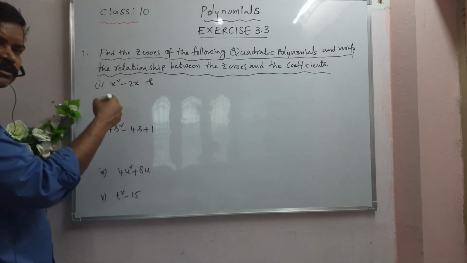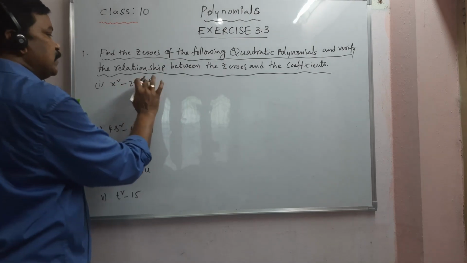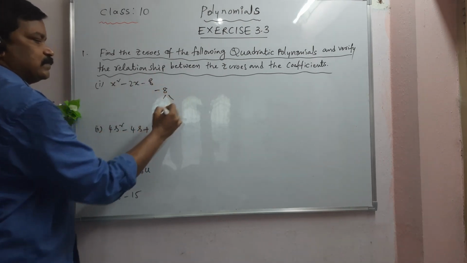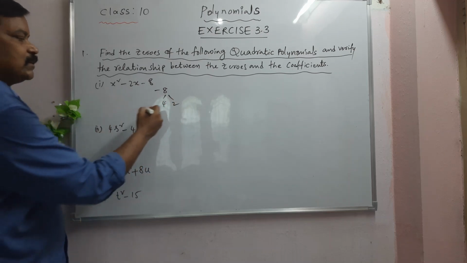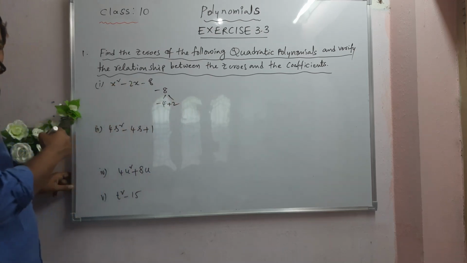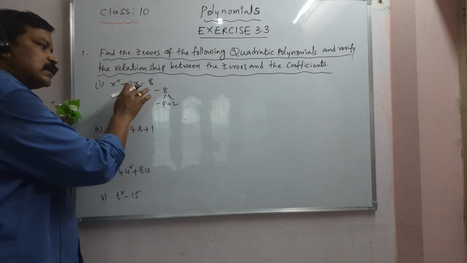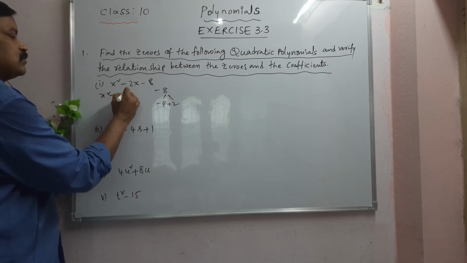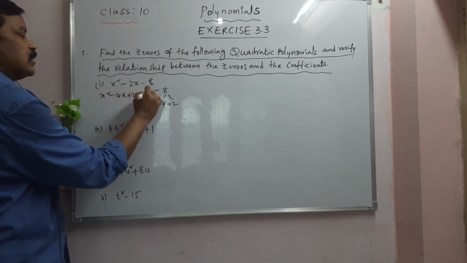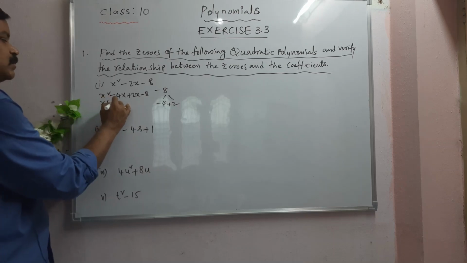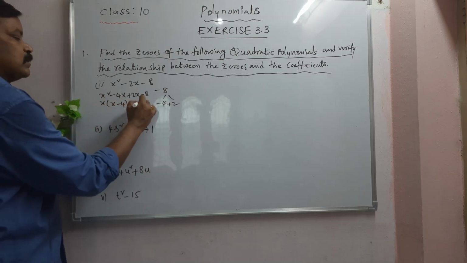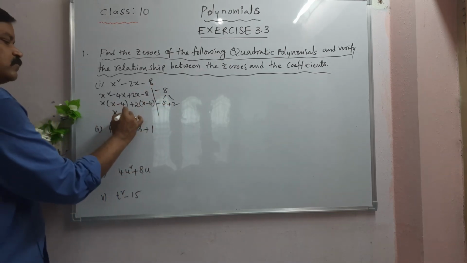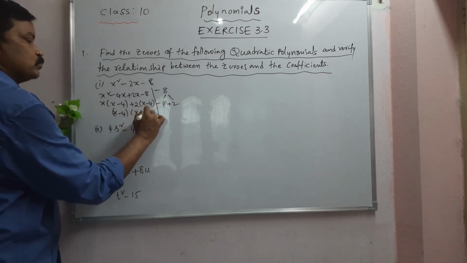First, we will find out the zeros of x square minus 2x minus 8 by splitting the middle term. Take minus 8: 4 twos are 8, so minus 4 plus 2 is minus 2. Write it like this: x square minus 4x plus 2x minus 8. Take x common, x minus 4, plus 2 common, x minus 4. So x minus 4 times x plus 2.